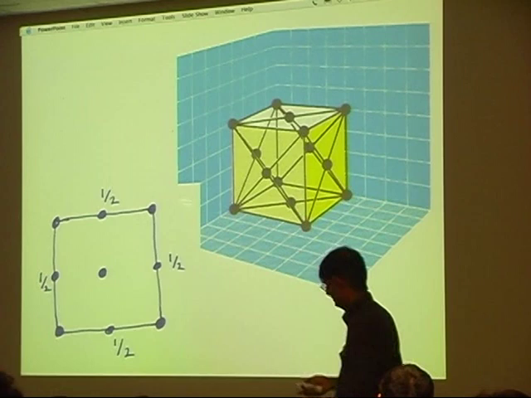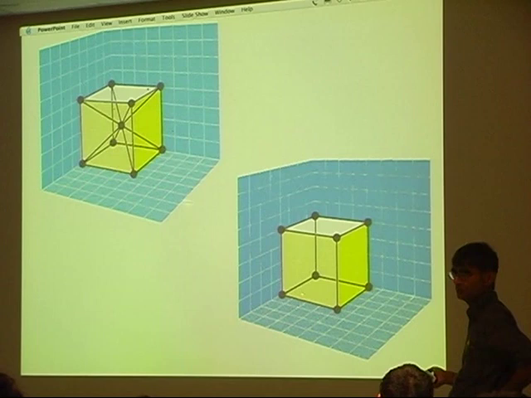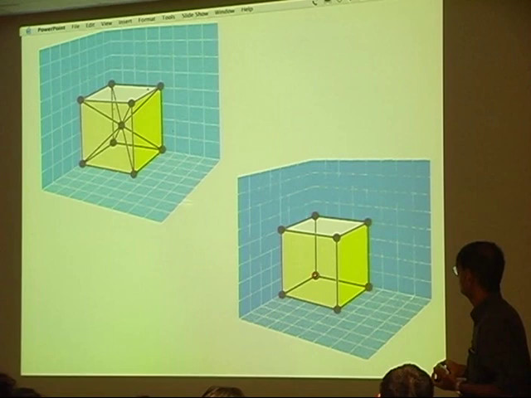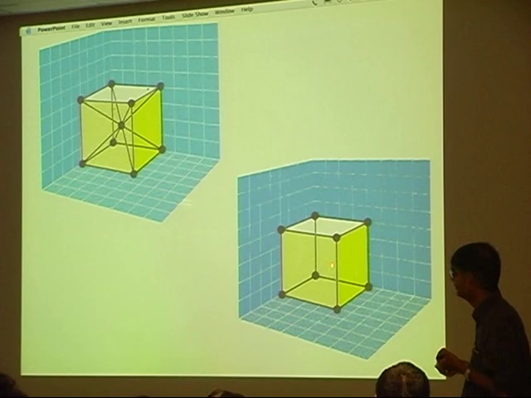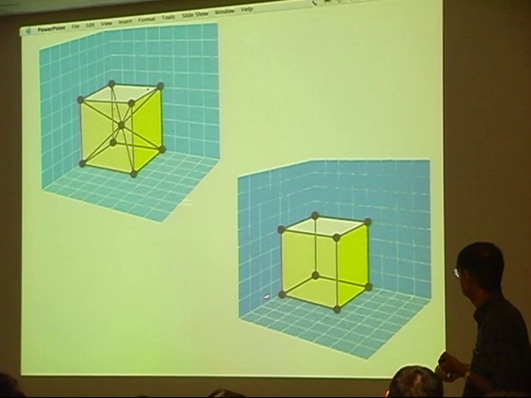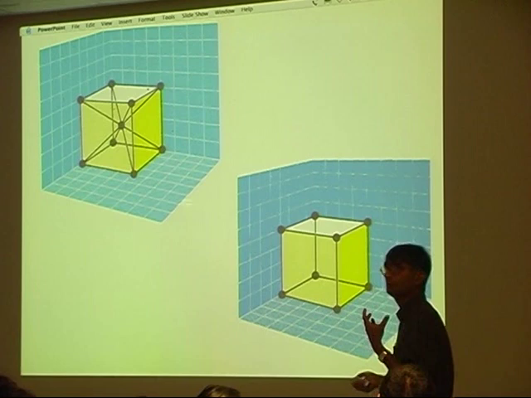This is called the primitive cubic cell. It's primitive because there is only one lattice point per unit cell. If you look at these lattice points at the corners, only 1/8 of each lattice point belongs to this cell, because there are 8 cubes at each corner. So if I take that and multiply it by 8, then there's only one lattice point in the cell. That is what we mean by a primitive cell. There's only one lattice point in the cell.